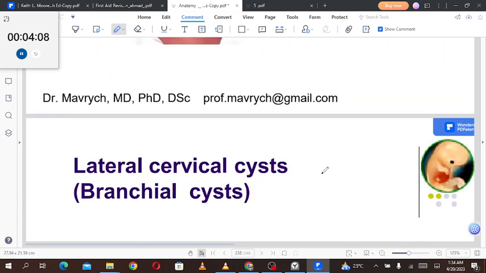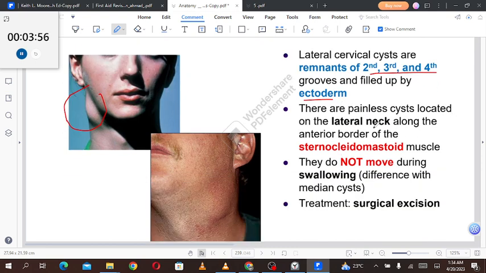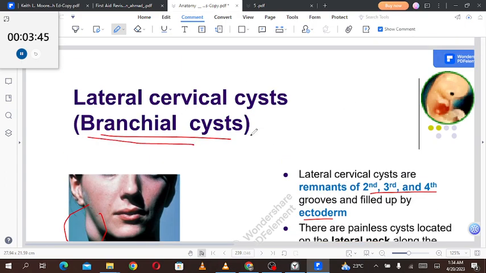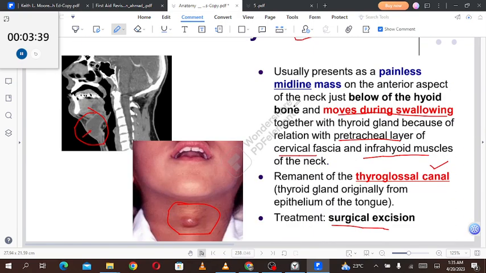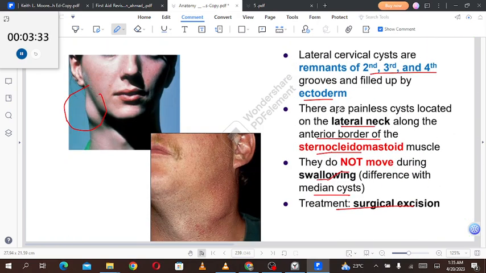Treatment is surgical excision. Then the lateral cervical cyst, or branchial cyst, which is present laterally in the neck. Lateral cervical cysts are remnants of the second, third, and fourth grooves and are filled up with ectoderm. They are painless cysts located on the lateral neck along the anterior border of the sternocleidomastoid muscle. They do not move during swallowing. So the lateral cervical or branchial cyst will not move with swallowing, while the median cervical cysts will move with swallowing. So there is a differential point between these two types of cysts. The treatment of this one is also surgical excision.